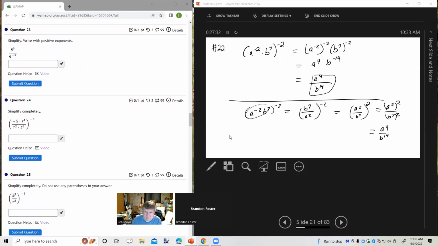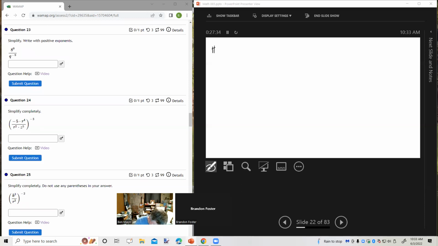Let's see here. Number 23, 8 to the 0 power over q to the -9th power. 8 to the 0 power, well, anything other than 0 to the 0 power equals 1. So we have 1 over q to the -9th power. Then moving q to the -9th to the top becomes q to the +9th, and 1 times that would just be q to the +9th power.